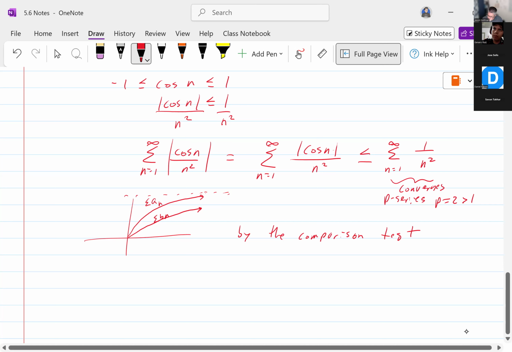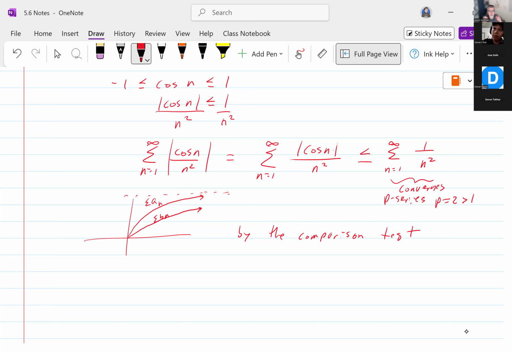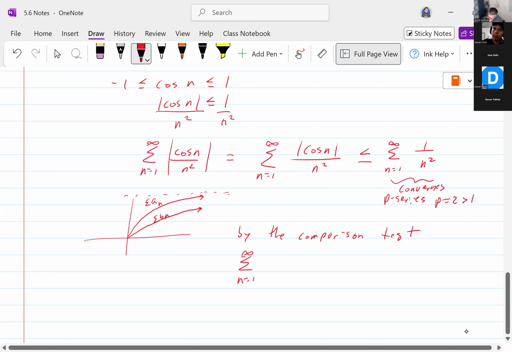So by the comparison test, the absolute value of all the cosine values is less than or equal to 1. So when I add all this up, I'm going to get terms that are smaller than the other series' terms, the 1 over n squared. By the comparison test, the summation n equals 1 to infinity of the absolute value of cosine n over n squared is convergent.